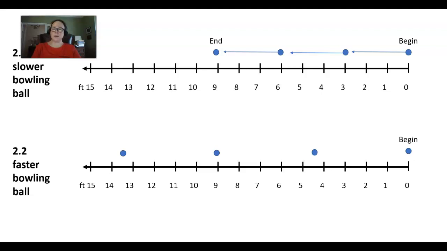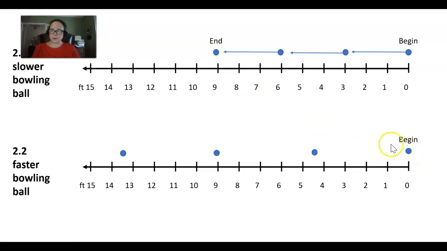So look, my position dots are spaced further apart on the motion map, just like the packets on the floor were spaced further apart. So if you can compare to the previous motion map, I'm still showing 3 seconds worth of data, right? We started at time 0. Here's where it is at 1 second. Here's where it is at 2 seconds. Here's where it is at 3 seconds. So I'm doing the same thing for this faster bowling ball.